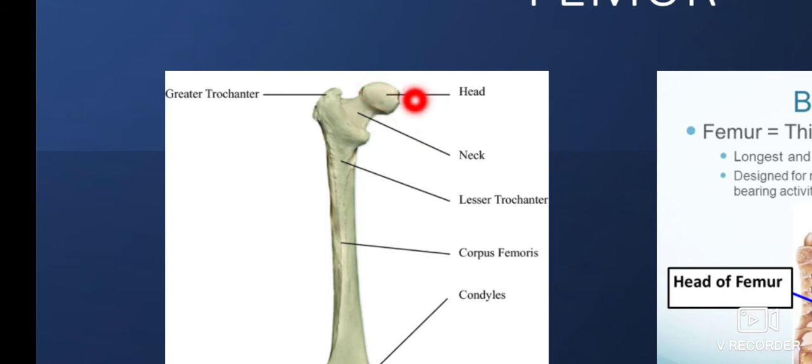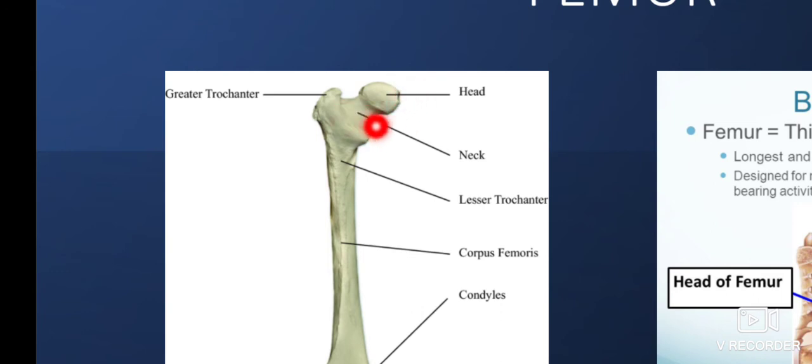Then at the top of the head, there is a fovea. Fovea means a small depression. This is called the fovea of the head of the femur. This fovea gives attachment to a ligament called the ligamentum teres, or ligament of the head of the femur. You must have heard of this term, ligamentum teres, in the liver. Here also the ligament is called ligamentum teres. So this is a pit or fovea present at the top of the head.